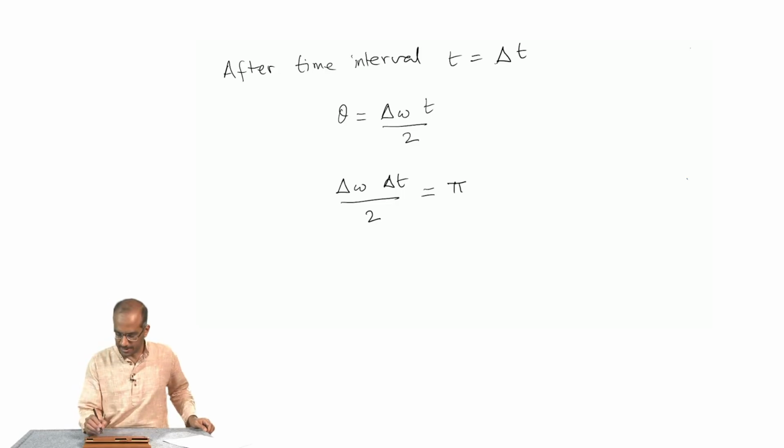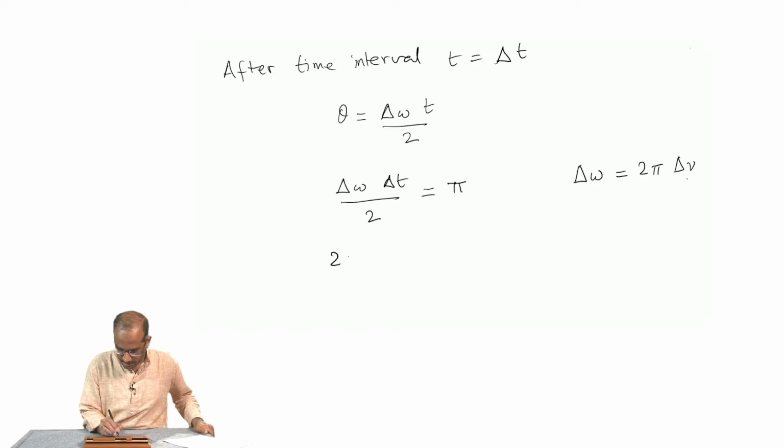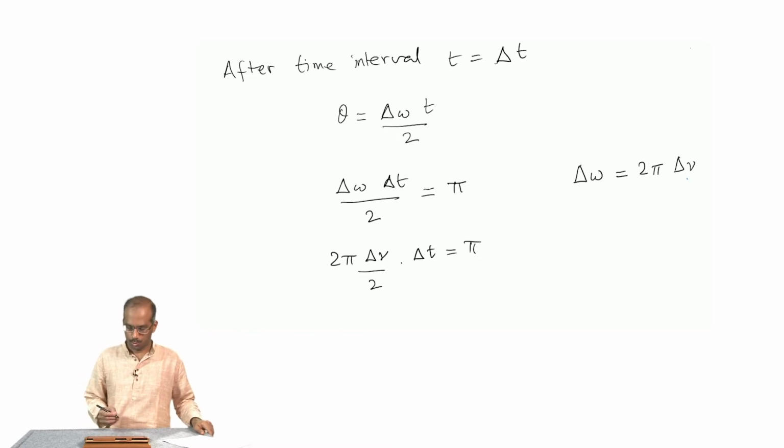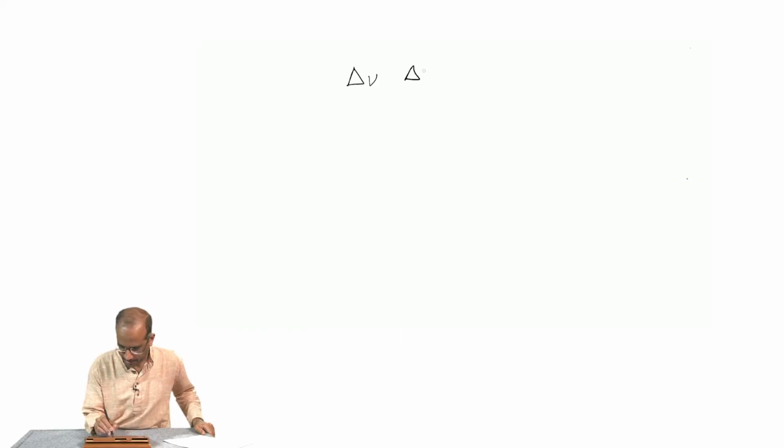So, this can be rewritten slightly differently. So, delta omega is 2 pi times delta nu. So, if I substitute that here, it will be 2 pi into delta nu divided by 2 into delta t is equal to pi, and of course, pi and 2 will cancel, giving me this expression that delta nu multiplied by delta t is equal to 1. So, this is the all important bandwidth theorem.